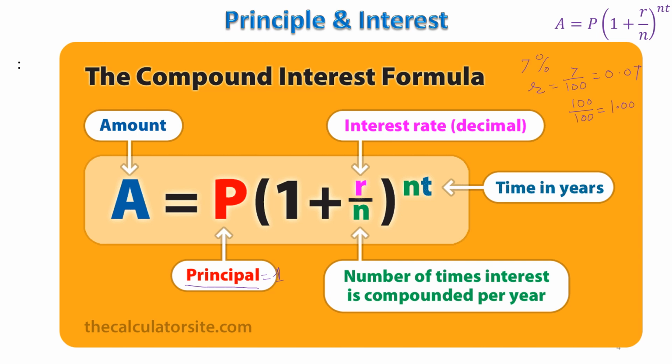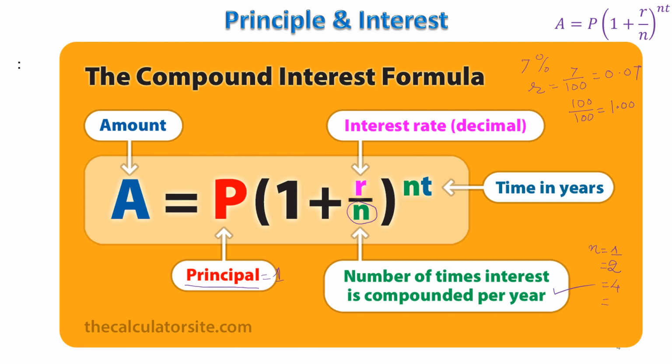Then the next number is n. This is a tricky number. N is the number of times interest is being calculated per year. Now, this is called compounding, and if the bank is compounding every year, at the end of every year, n is equal to 1. If it is 6 monthly assessment, then n is equal to 2. If it is quarterly assessment, then n is equal to 4. Every 3 months we are calculating.